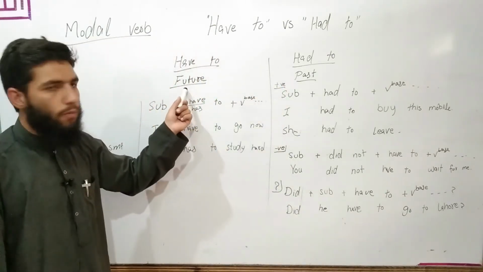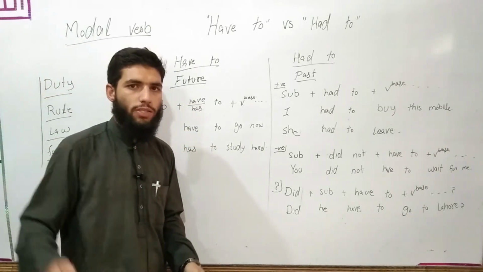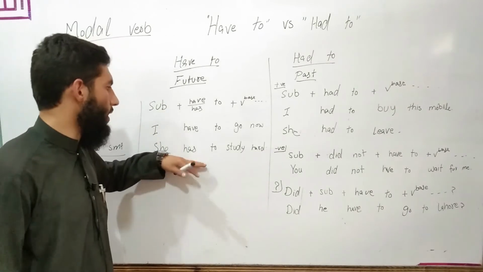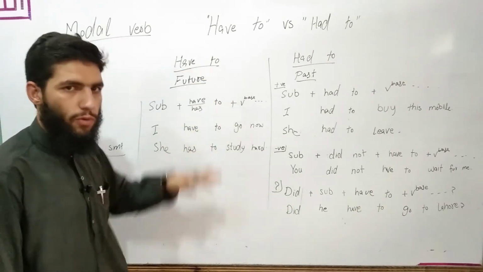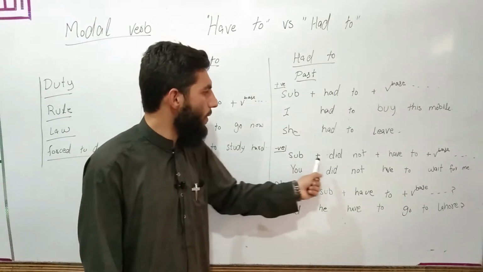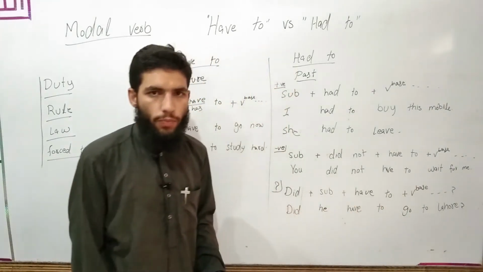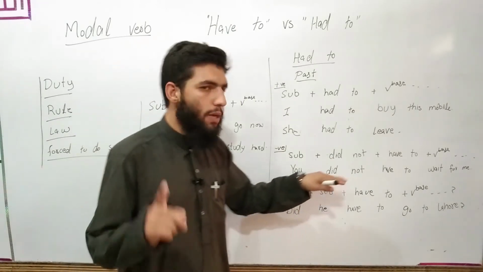In the previous video we did the negative structure and the interrogative structure, so you can watch that video for the full lesson. The negative structure is: subject plus did not plus have to plus verb base form and rest of the sentence. Keep that in mind.